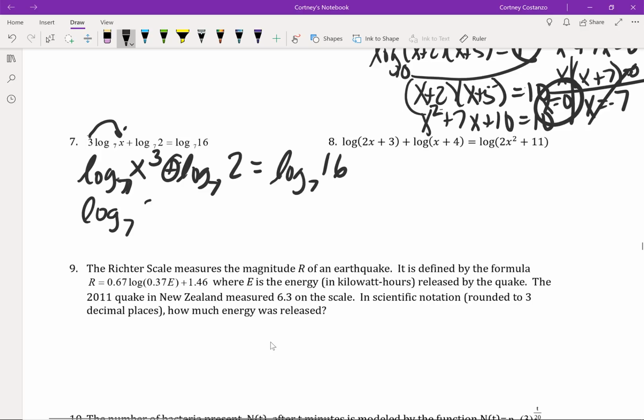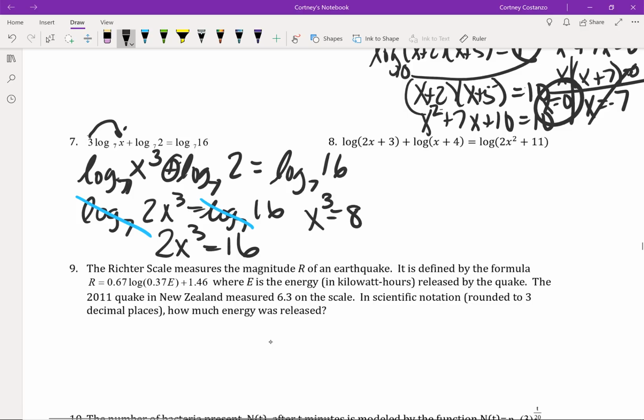So log base 7 of 2x cubed is equal to log base 7 of 16. This is where I call it drop the logs because you have the same log on both sides. It's kind of like dropping the base. So then you just solve for what they were taking the log of. Divide both sides by 2. I get 8, and the cube root of 8 is 2.